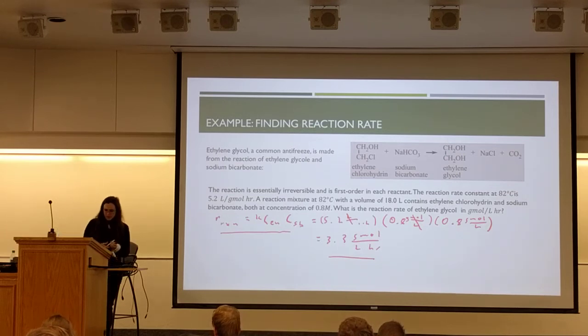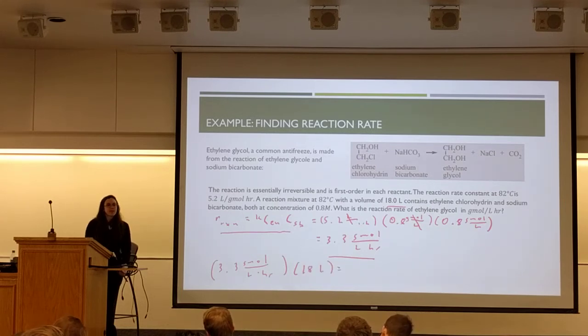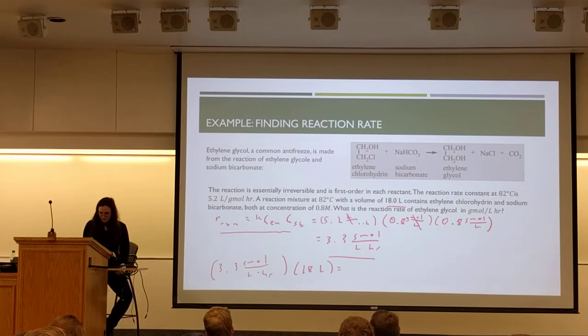Okay. So, what would happen if we took that 3.3 gram moles per liter hour, and we multiplied it by the volume of our reactor, which is 18 liters? What happens then? Again, you get moles per hour.